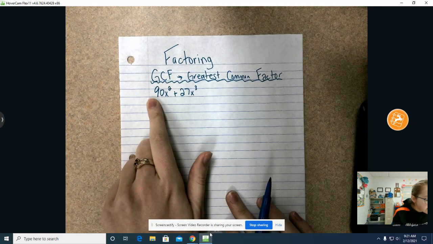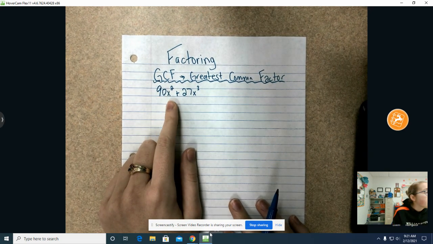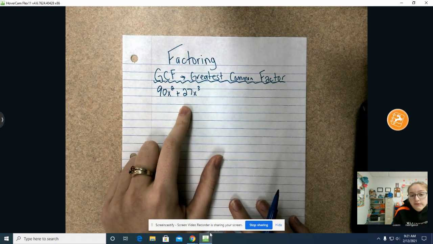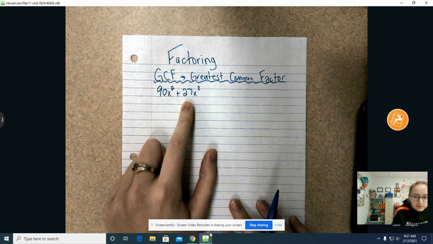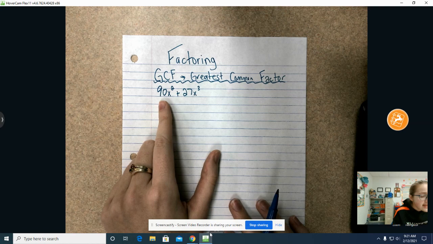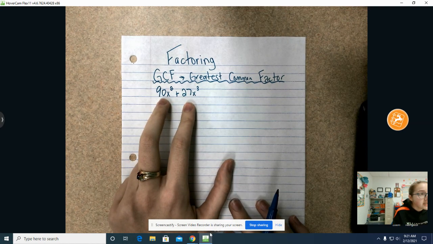So factors of 90, we know we have 2 and 45. Neither of those go into 27. So it's not going to be that. It has to go into both. So that's the big key thing.